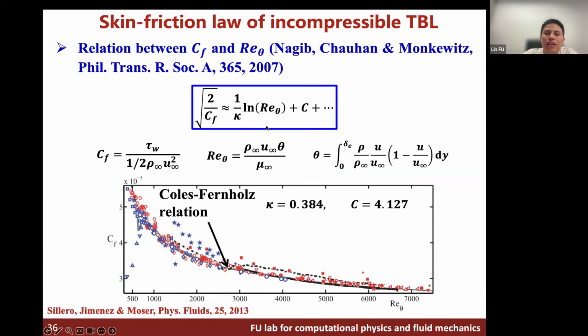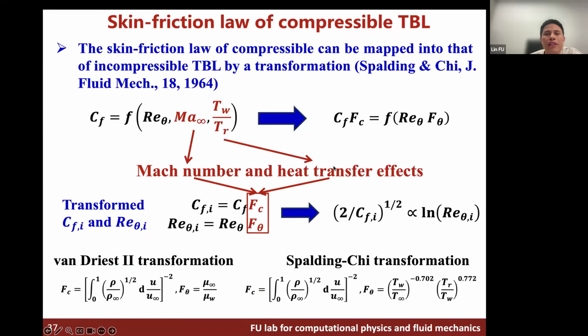If you go back to check the textbook for turbulent boundary layer flow, you know that Cf and Re_theta, the momentum thickness Reynolds number, actually have a log relationship. This was validated by many numerical DNS simulation results and also experimental data, from many historical papers, so you can get this relationship. But if you think about that, that's for incompressible flow.